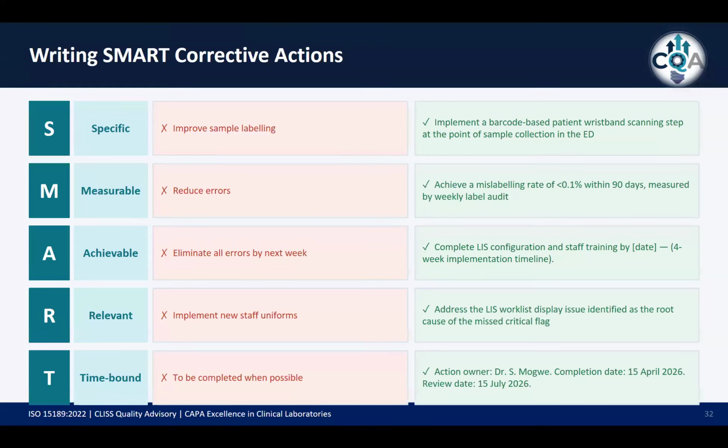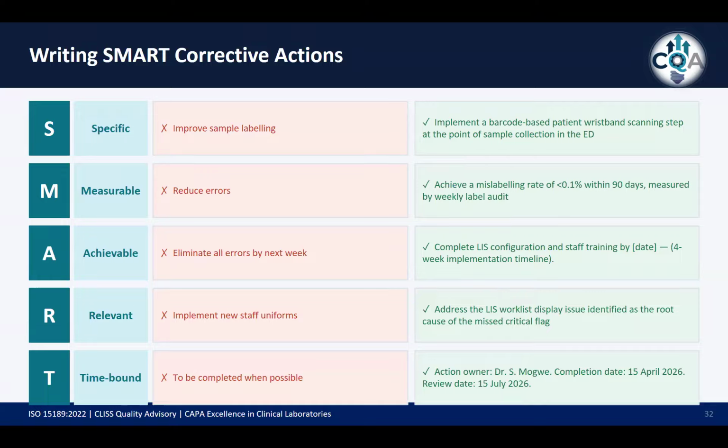Is it achievable? "Eliminate all errors by next week." Definitely not achievable unless you're coming from Mars. And then you need to consider statements like "complete LIS configuration and staff training by such and such a date." So that is achievable. Relevant: "implement new staff uniforms." What has this got to do with the problem we have on the ground? It is not relevant. Whether they come with new uniforms or not, it's not relevant, okay?